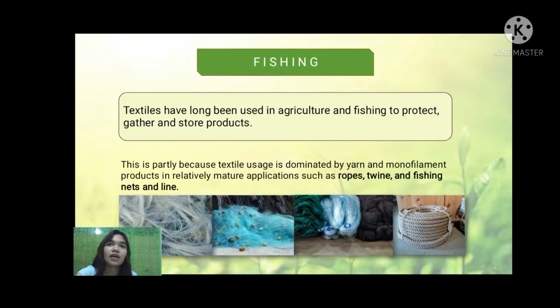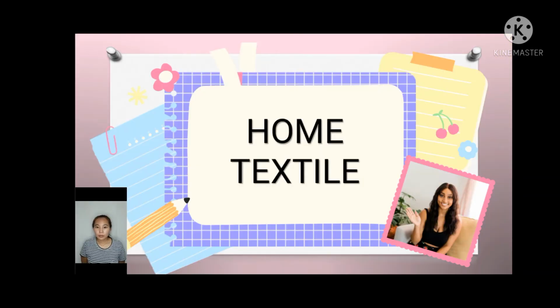Next is fishing. Textile application can be used for protection, gathering, and storing products in fishing, like ropes, twine, fishing nets and lines. So this is a big help for agriculture, horticulture, and fishing. So that's all. Thank you. Next, we proceed to home textile.